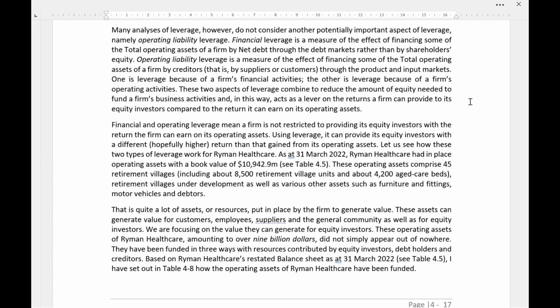These two aspects of leverage combine to reduce the amount of equity needed to fund a firm's business activities, and in this way acts as a lever on the returns a firm can provide to its equity investors, compared to the return it can earn on its operating assets.